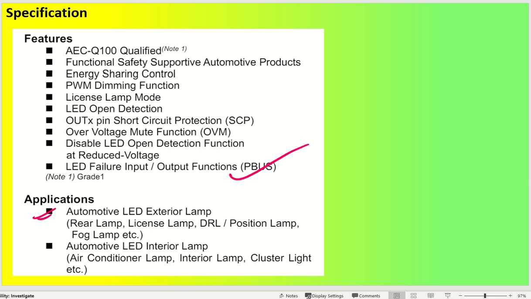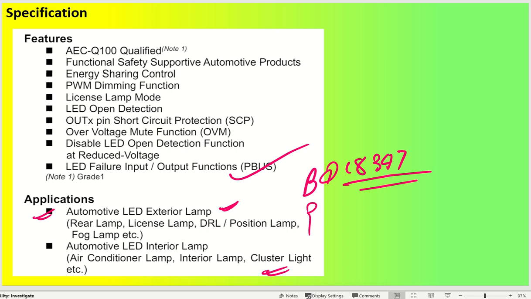Now get into the application. As you can see, it can be utilized for your LED exterior lamps. Exterior means automotive exterior lamps, like you have the car and the exteriors are rear lamps, license lamps, indicators or something like that. It has driver position lamps or fog lamps or something like that. If you talk about interior lamps, there are air conditioner lamps and interior lamps, and cluster lighting is also possible. So using this particular IC, BD18347, you are going to have the application in these areas.